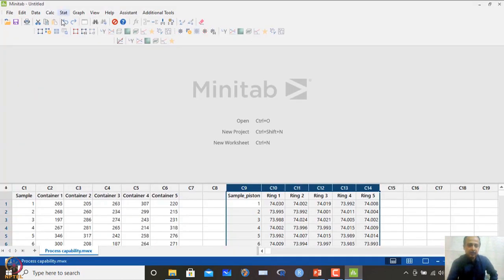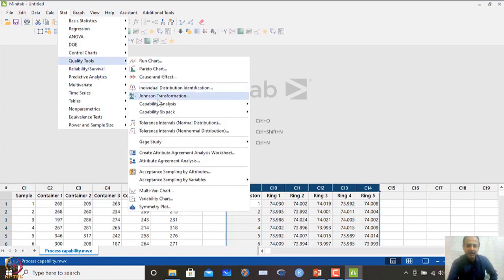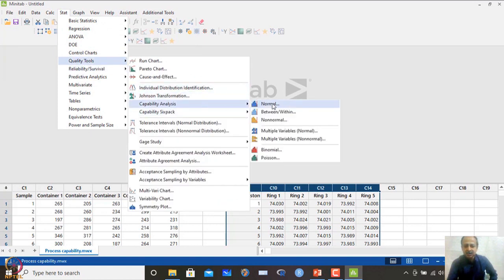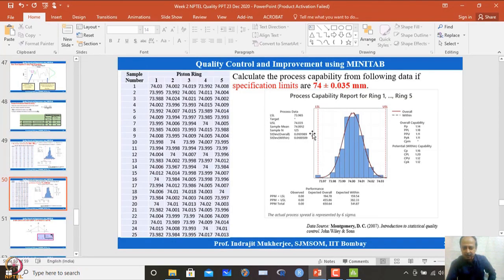Okay. So, what you do is Stat, Quality Tools, and Capability Analysis. There are various options; I will take the simplest one, assuming normality. Normality can be checked, but we are not doing that at present. Are they in a single column? No, the subgroups are in different columns. So, this is ring 1 to ring 5, we will highlight this and enter it over here. Now the specification: we will enter the lower specification.